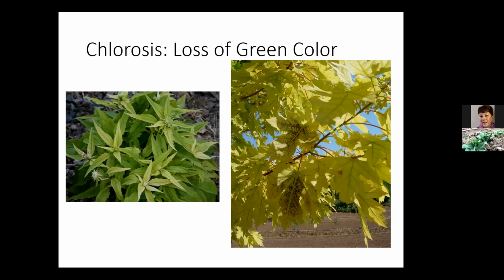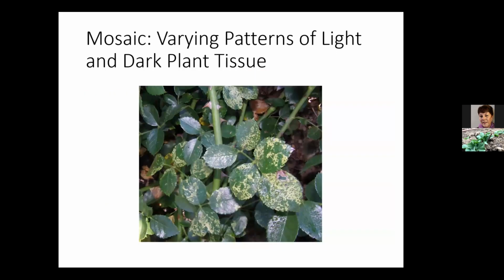Some of the symptoms that we could see are mosaics, where we see these alternating yellow and green, or white and green, on plant tissue. In this case, this picture is a rose mosaic virus, and this is caused by two viruses, prunus necrotic ring spot and apple mosaic virus. Those two viruses together can cause rose mosaic virus. And we'll talk about viruses this afternoon when we get into the specific pathogens.